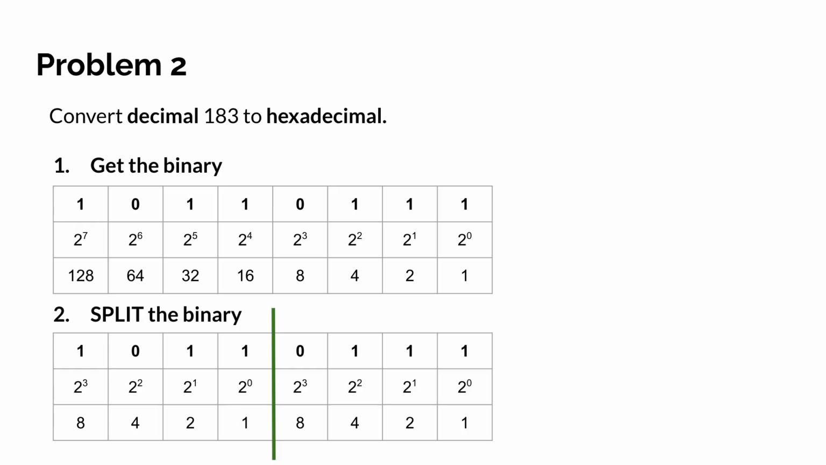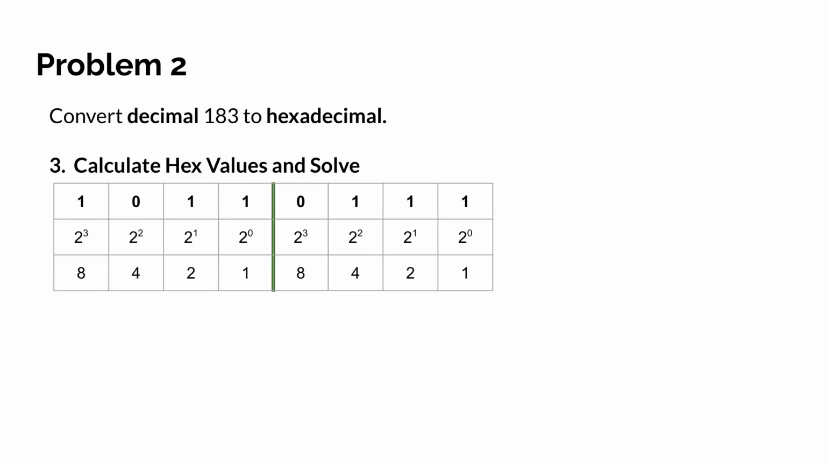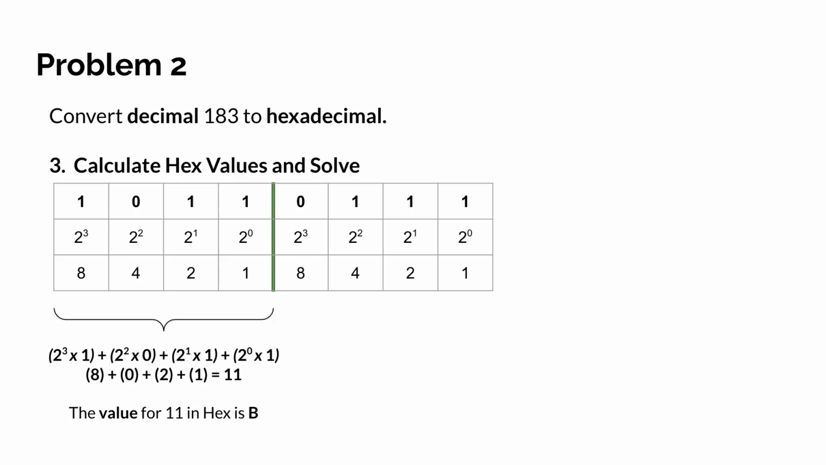Each side has a maximum value of 15. Now I'm going to calculate my hex values and solve. So first, I'll calculate on the left here. I get 2 to the 3 times 1 plus 2 to the 2 times 0 plus 2 to the 1 times 1 plus 2 to the 0 times 1. That gives me 8 plus 0 plus 2 plus 1. That's 11. Okay, now if we think back to our little chart in the beginning, if 10 is A, then 11 is B. So the value for 11 in hex is B.